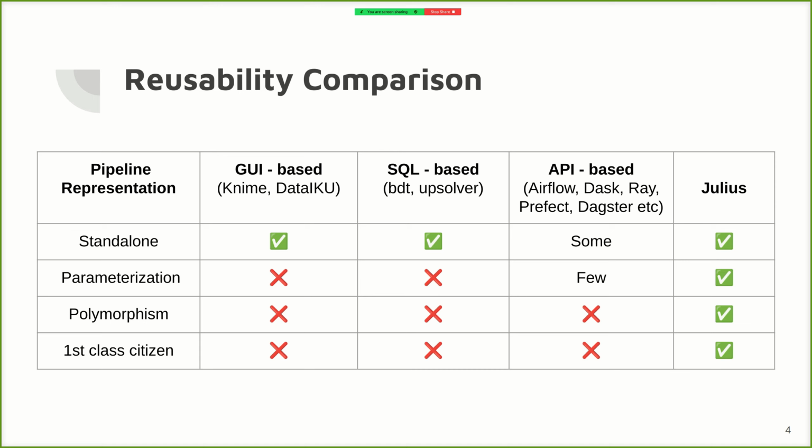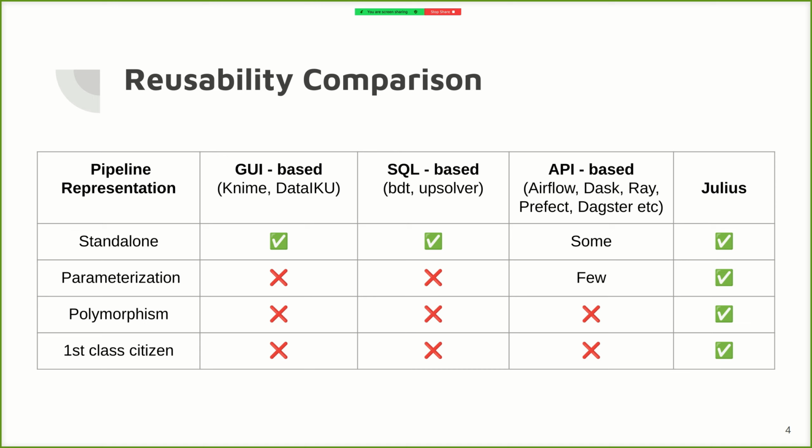Even for the few Python tools that do support a standalone representation, these representations are commonly in a data format like JSON or XML. So none of them support polymorphic parameterization. If you want the pipeline to behave differently according to the type parameter being passed in, you don't have such flexibility using these tools.